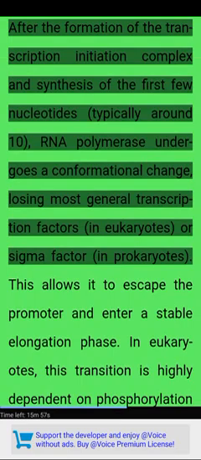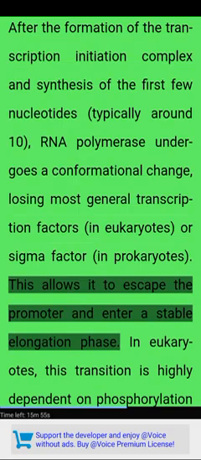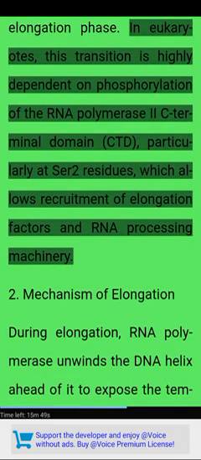After the formation of the transcription initiation complex and synthesis of the first few nucleotides, typically around 10, RNA polymerase undergoes a conformational change, losing most general transcription factors in eukaryotes or the sigma factor in prokaryotes. This allows it to escape the promoter and enter a stable elongation phase. In eukaryotes, this transition is highly dependent on phosphorylation of the RNA polymerase II C-terminal domain (CTD), particularly at Ser2 residues, which allows recruitment of elongation factors and RNA processing machinery.